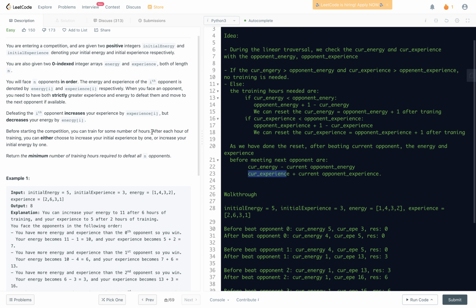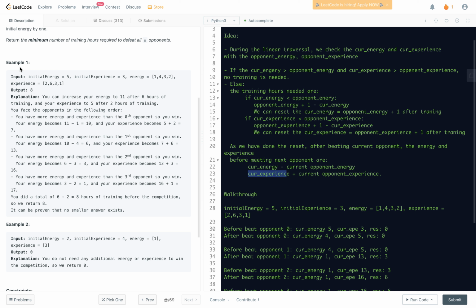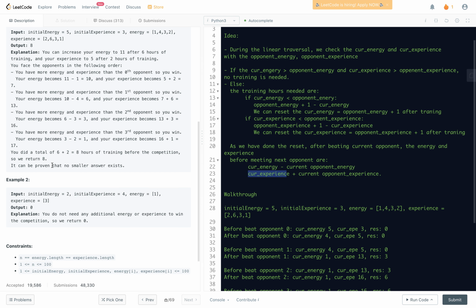The third point is that before starting the next competition, we can train for some number of hours. After each hour of training, we can either choose to increase our initial experience by 1 or increase our initial energy by 1. So those are the 3 important points for this problem.